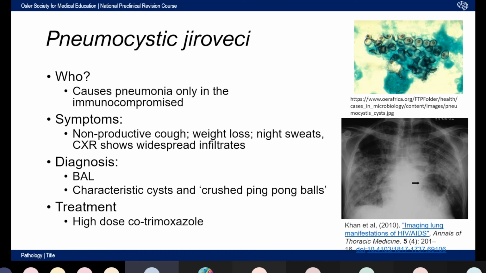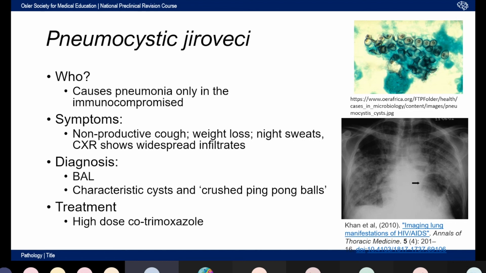And so the next fungus we're going to talk about is Pneumocystis jirovecii. I think that's how you say it. This causes pneumonia only in immunocompromised individuals. It's normally found in the lungs of lots of healthy people, but only tends to start causing an issue when people are immunocompromised. The symptoms of a pneumonia with this fungus are a non-productive cough, weight loss, night sweats, and you can see the widespread infiltrates in the lungs on chest x-rays.